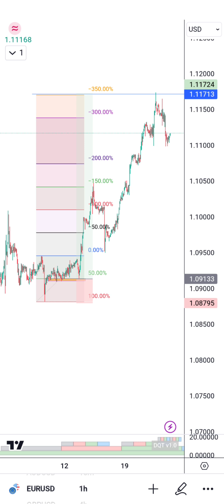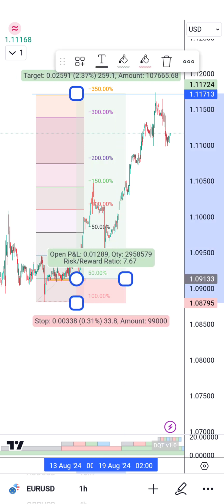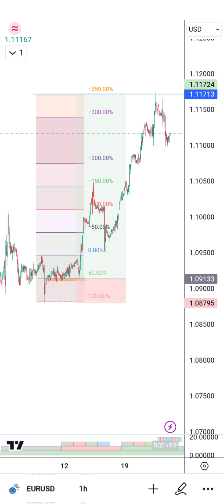So this is not a random price, okay? This is algorithmic price delivery, and it is always traveling respecting key price levels, okay? It is not random.